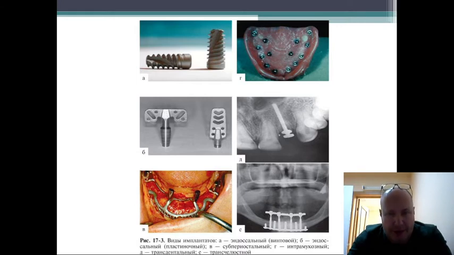In the bottom, on the bottom, Russian letter V, you can see one of the most popular implants in the beginning of the 21st century and the end of the 20th century. And now almost about 99.5% of all implants are like letter A.